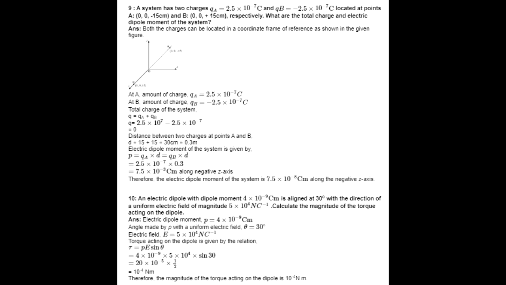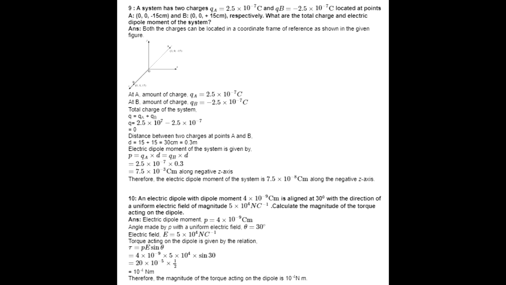Next question, question 10. An electric dipole with a dipole moment 4 into 10 raised to minus 9 coulomb meter is aligned at 30 degree with the direction of a uniform electric field of magnitude 5 into 10 raised to 4 Newton per coulomb. Calculate the magnitude of the torque acting on the dipole. Here the magnitude of electric field is given, dipole moment is given, you know the angle also, and there is a relation: tau is equal to pE sin theta. Simply put the values in the equation.